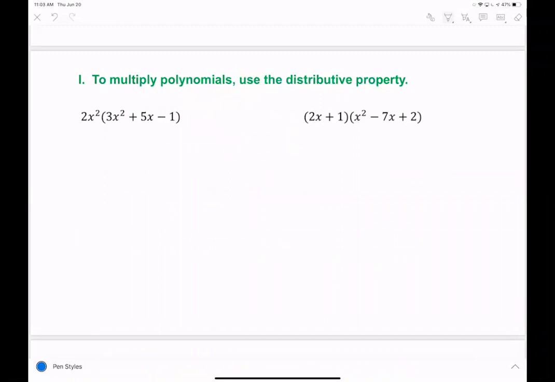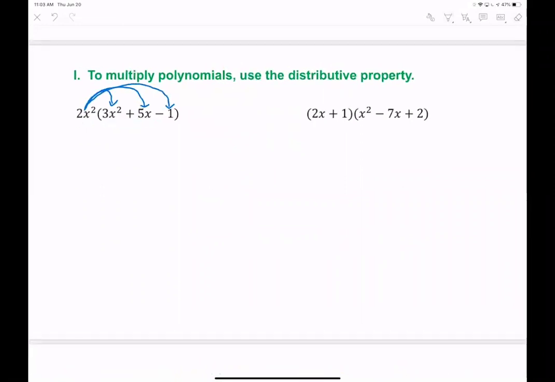In this example, we have a monomial times a trinomial. What we will do is distribute the monomial, which is 2x squared, to each term in our trinomial by multiplying. When we multiply, we get 2 times 3, which is 6. x squared times x squared would be x to the 4th. Now we multiply 2x squared by the 5x. 2 times 5 is 10. x squared times x is x to the 3rd.